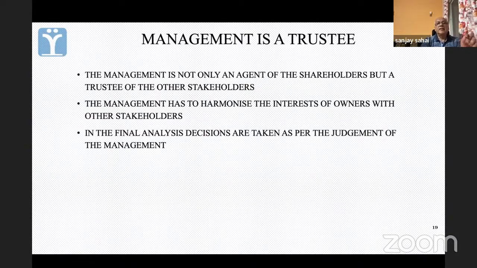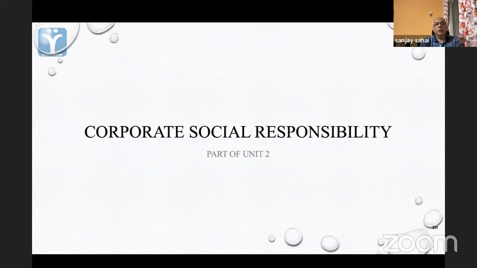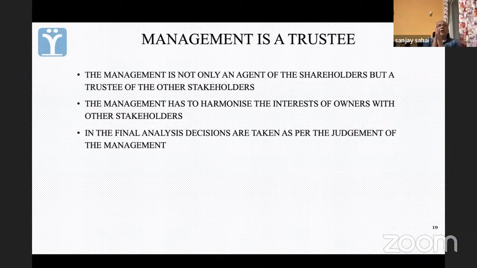In the final analysis, decisions are taken as per the judgment of the management. देखिए, अंत में उन्हीं को लेना है. However we take this, in the final analysis, it is the management who will actually decide. But when the management decides, it has to decide as a trustee of all the stakeholders, not just an agent of the owner. मतलब खेल शुरू वहां से हुआ. खेल हमारी जो है कहां से शुरू हुई? From this point, that the management is an agent.